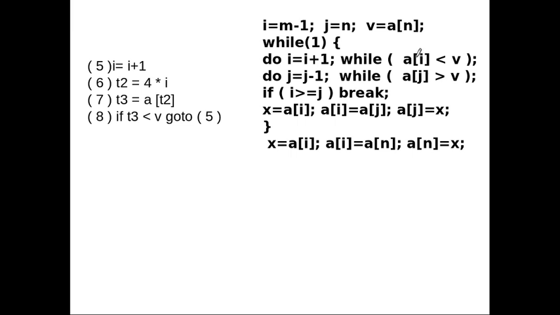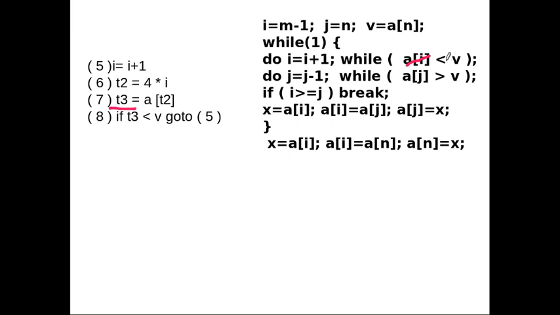I am getting one value. That value is going to be compared with V, so it is not possible to compare directly. These are 2 operations: find this value and compare it. That's why I need one more temporary variable like T3. T3 equal to A of T2. Now I am getting the value of this, and this value is compared with V.